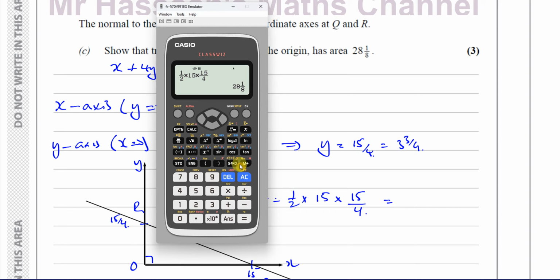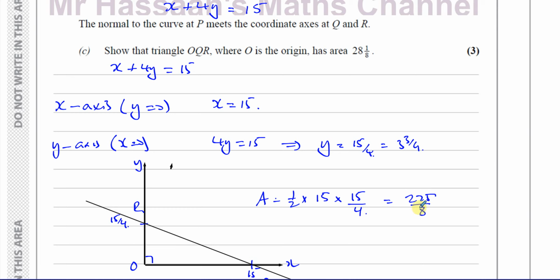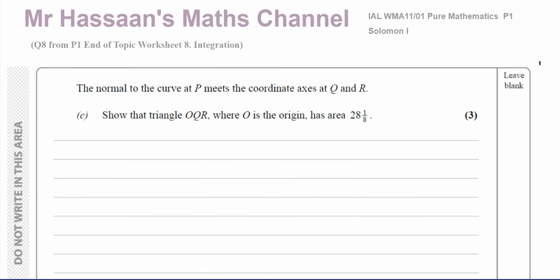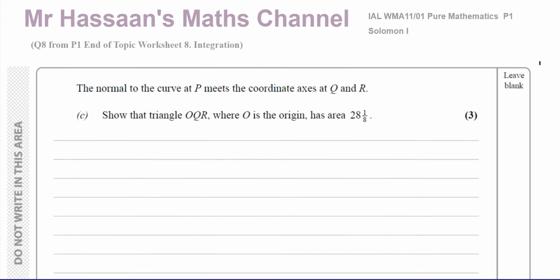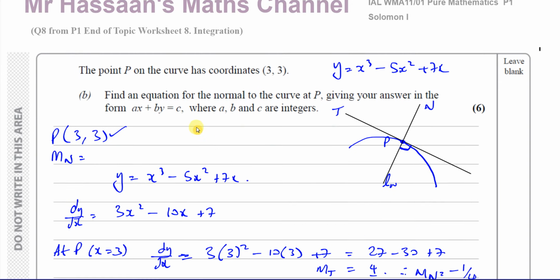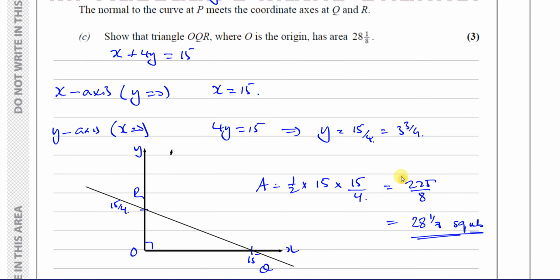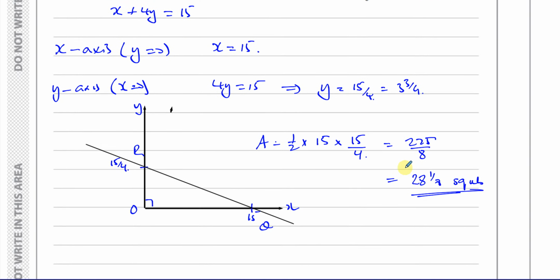So it gives you 225 over 8, which, written as a mixed number, is 28 and 1/8 square units. So there's the answer to part C. I think that was the end of the question, the last part. No part D? Yeah, okay, that's fine. So that is the conclusion to this question. I hope that was clear.